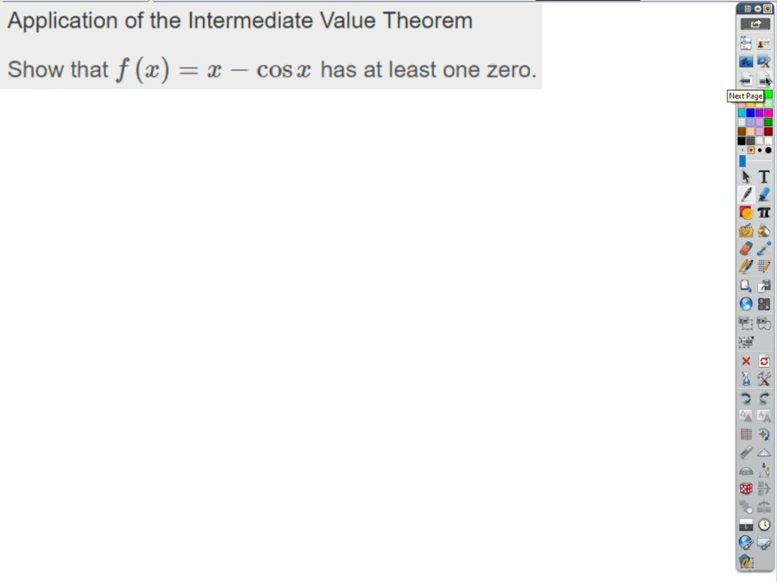So f of x equals x minus cosine x. We're going to show that that has at least one zero. Okay? Without doing any math, we can show that that has at least one zero. Anybody think of a way we might be able to do that? Show it has at least one zero using the intermediate value theorem.